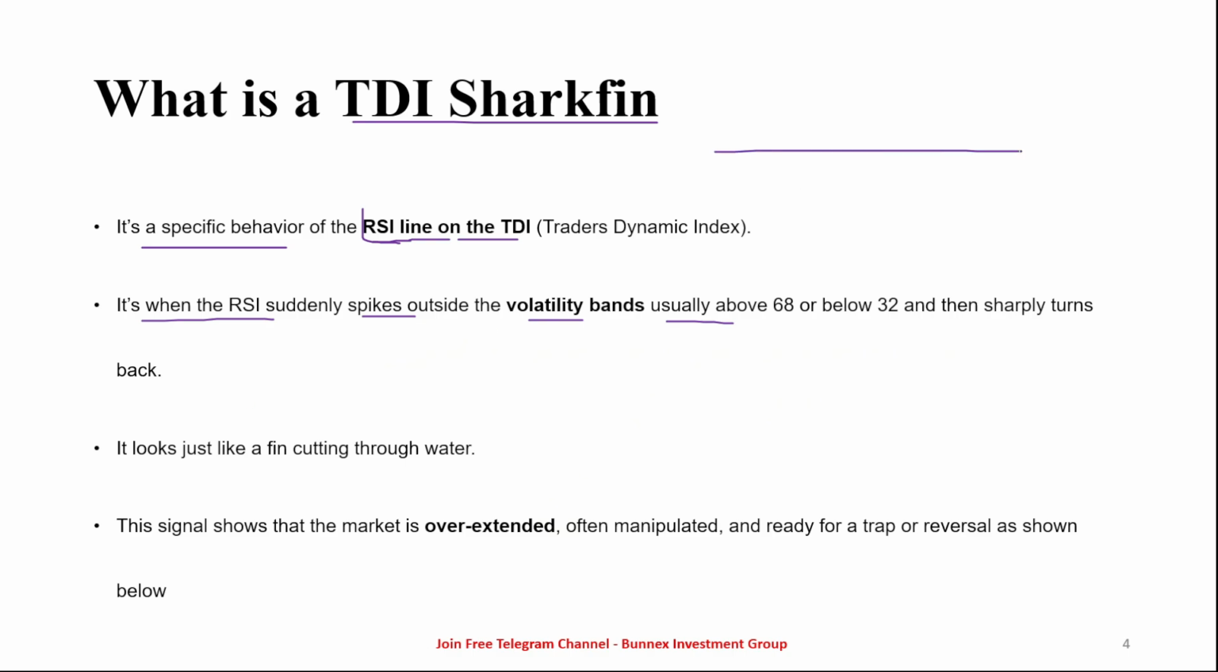So we are saying these volatility bands, which I'll show you in the next slide, when the RSI line goes outside of those bands and sharply gets back, that is what we call the TDI shark fin. It just looks like a fin cutting through the water. That is where it got its nickname from. So this signal shows that the market is overextended, often manipulated, and ready for a trap or reversal, as shown below.